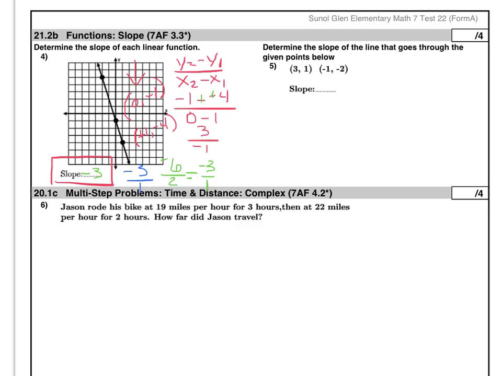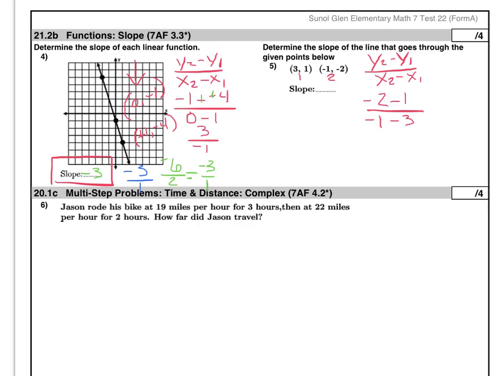Okay, now we're going to do the next problem, number 5, and determine the slope. We're going to use our formula: y2 minus y1 over x2 minus x1. So I'm going to call this my point 1 and this my point 2. So I have a -2 minus a 1 over a -1 minus a 3.